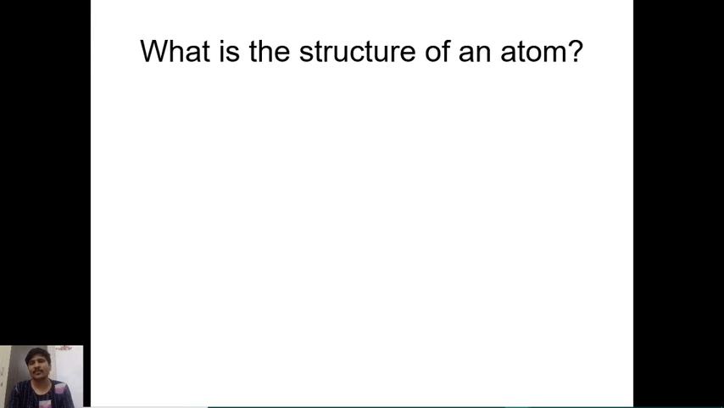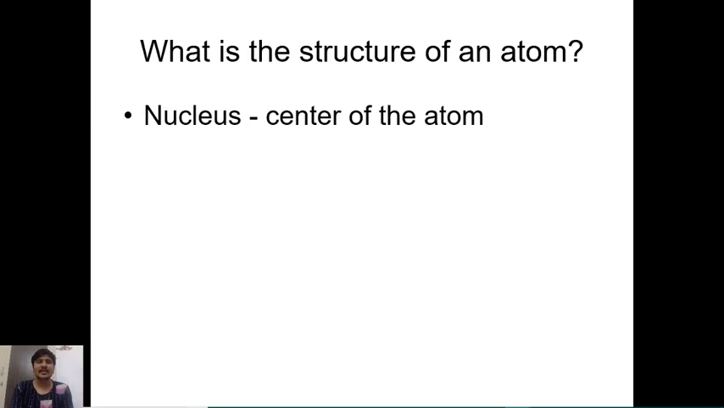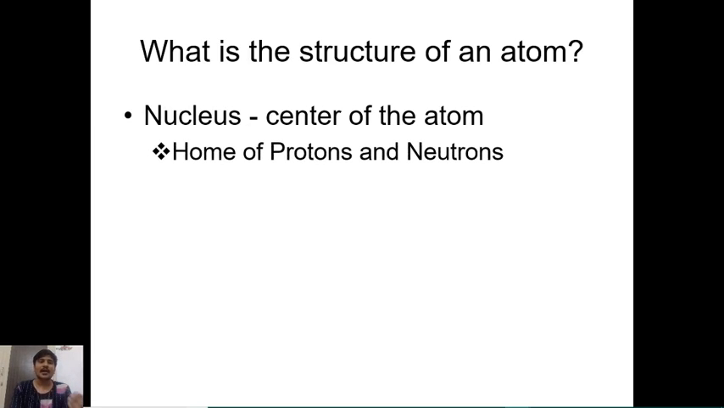So now we look at the structure of an atom. Lots of scientists have given structures. So what is the structure of an atom? We get from Bohr's model that the nucleus is present at the center of the atom. The home of protons and neutrons, known as the nucleus, has a positive charge.